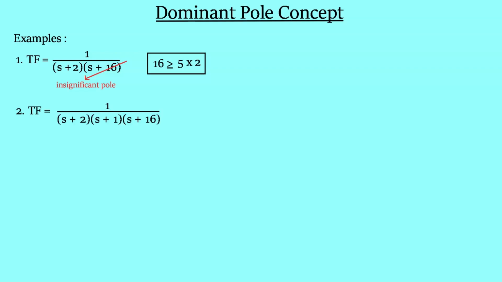Let's see another example where we have 3 poles, with 2 significant poles and 1 insignificant pole. Here also, s plus 16 is the insignificant pole and we can remove this term from this transfer function.